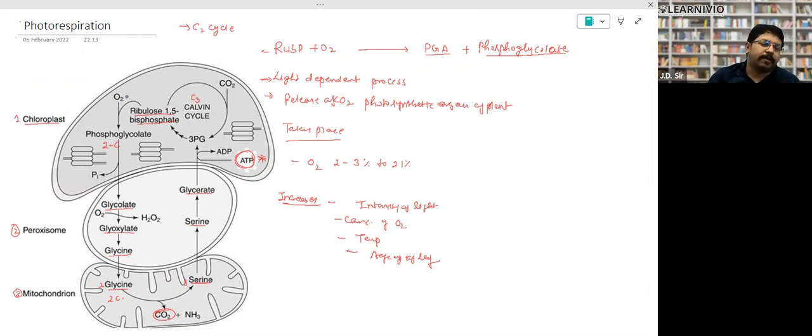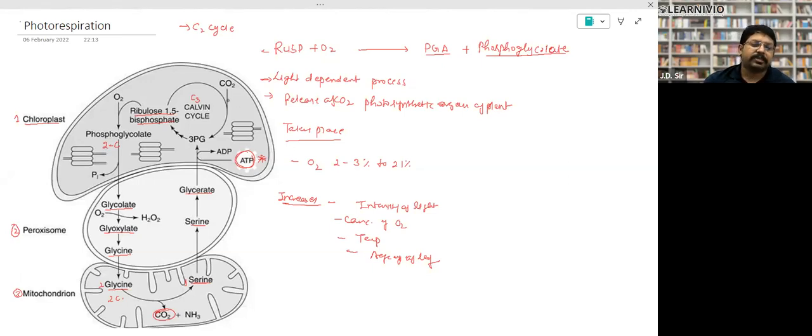This is called C2 cycle, because first stable compound is a 2-carbon compound. It is a process in which loss takes place in photosynthesis. I have told you rubisco can react with oxygen and carbon dioxide. If the concentration of oxygen increases in the environment, how much does it increase? Only 2 to 3% over 21%, right? So from 21%, 2 to 3% more means it becomes 23 or 24, right? So what will happen? Then this process will start.